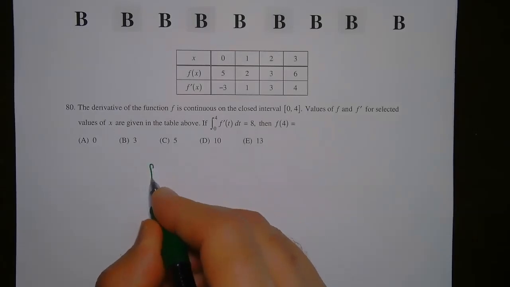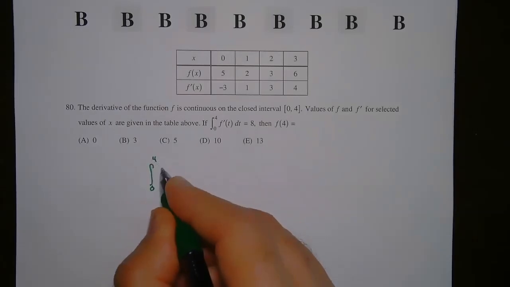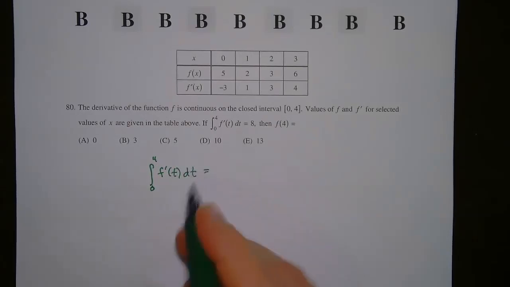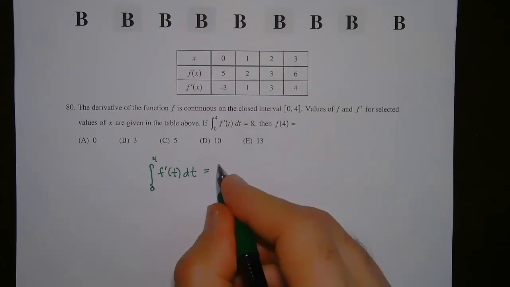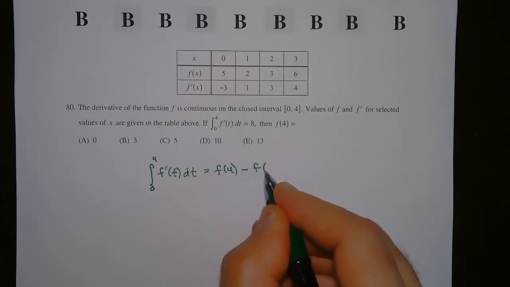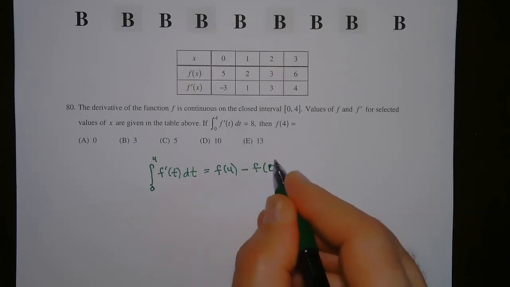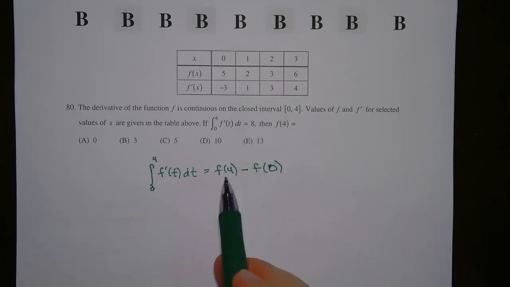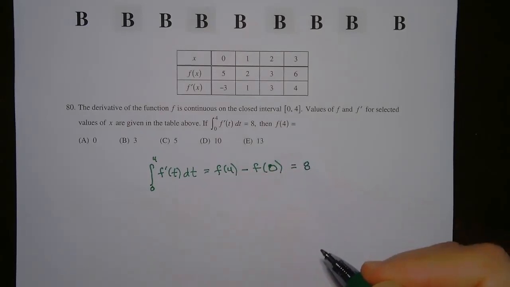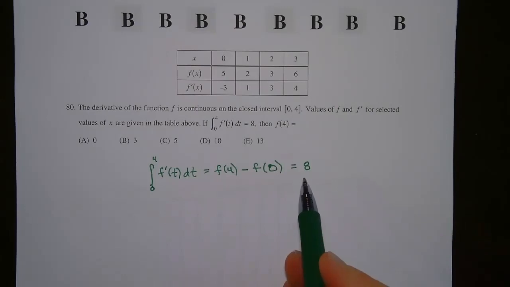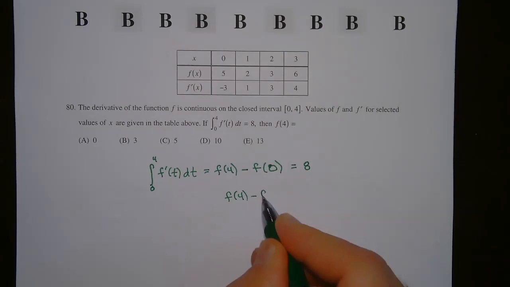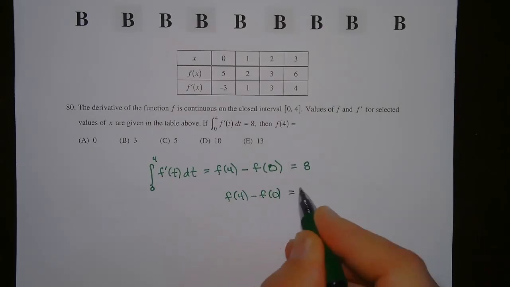And so we know the integral from 0 to 4 of f prime of t dt, since this is a derivative, has to equal f of 4 minus f of 0. And then we know this integral, which is equivalent to this, has to equal 8. So all three of these are equivalent statements. That means f of 4 minus f of 0 has to equal 8, obviously.